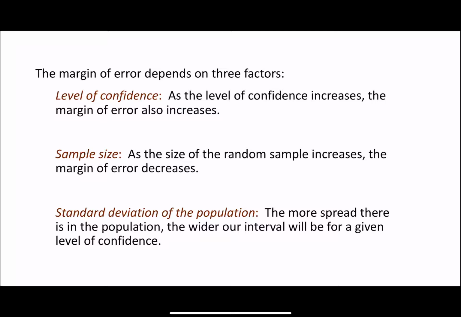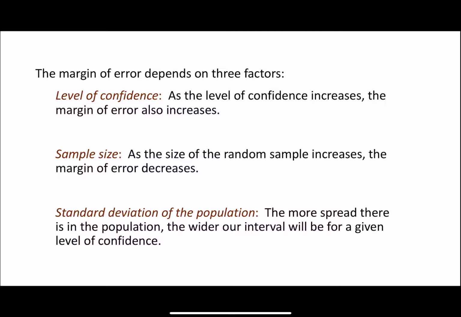Our level of confidence. As our level of confidence increases, our margin of error is also going to increase. So if I'm 95% confident, I might have a margin of error plus or minus 3%. But then if I go to 99% confident, I might end up with a margin of error plus or minus 5%. So as our level of confidence increases, our margin of error also gets bigger.